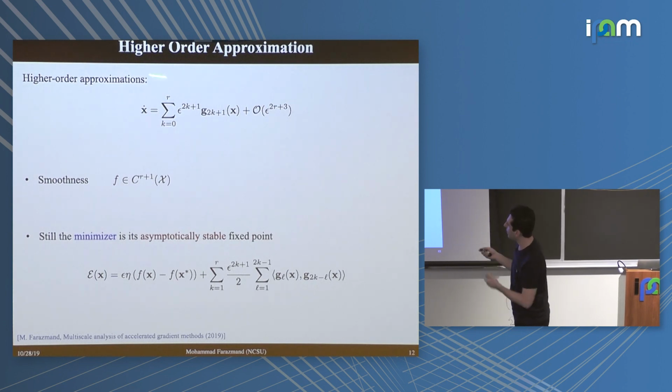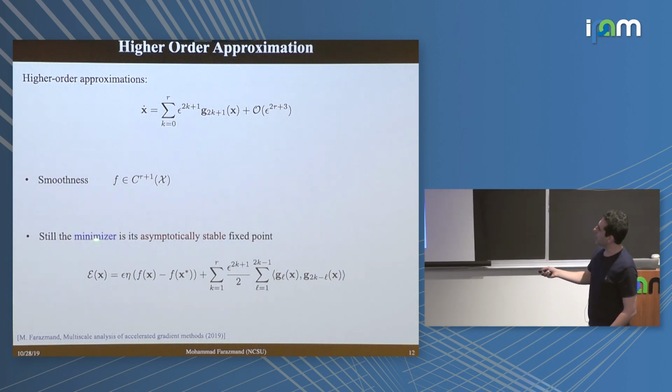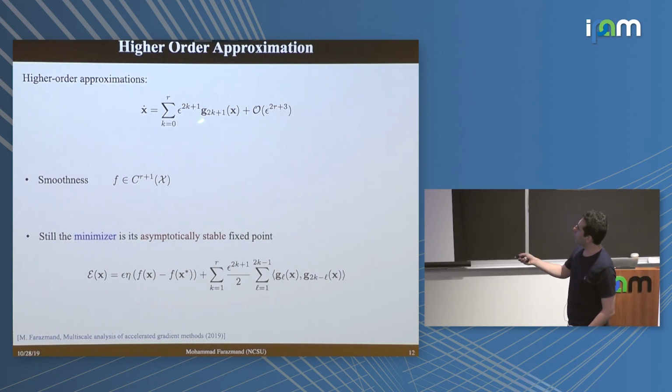If it's C infinity, you formally can go to any order of approximation. But no matter what order you truncate at, you can still show that the minimizer is a fixed point. In fact, all these functions, g_{2k+1}, vanish at x equals x star. And you can also construct a Lyapunov function that shows that they are asymptotically stable.